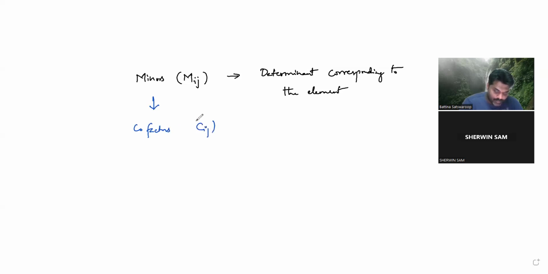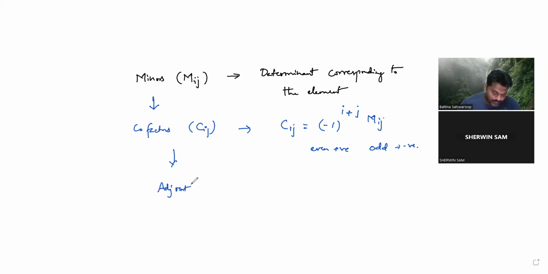Next, you have cofactors. So cofactors are nothing but Cij. Cij is given as Cij is equals to minus 1 to the power of i plus j into Mij. Right? So for even, it will be positive. For odd, it will be negative. Then you have adjoint. Adjoint is nothing but Cij whole transpose. Right? Correct?